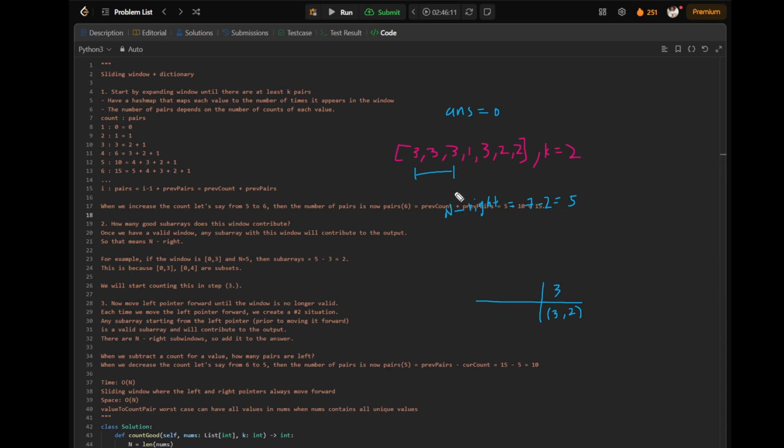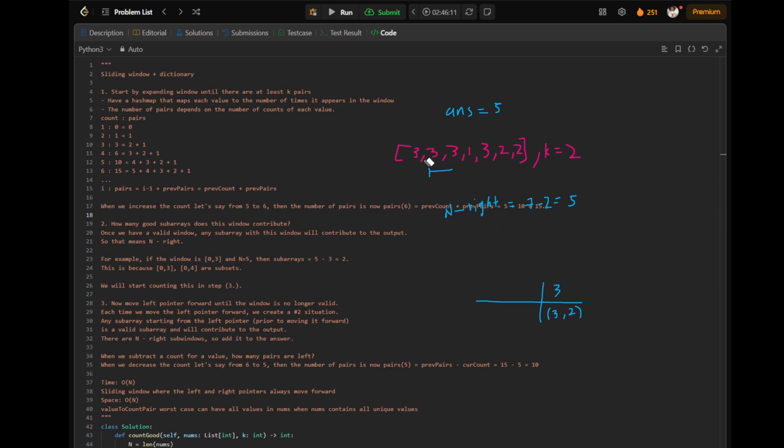So in this case, we now move this left to here, and we increment it by 5, which was what this list of 3 threes contribute to our answer. So answer is now 5. And now this window is invalid, so we move the right pointer forward until it's valid again.